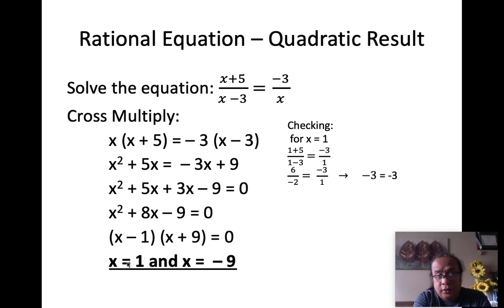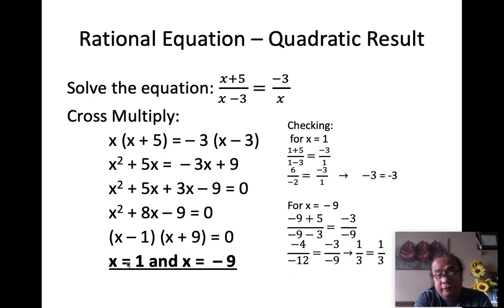And also this one, let's see if it works for negative 9. Notice that when you substitute negative 9, you get correct answers. It gives you 1/3 equals 1/3. So which means those two, and they're going to be two answers.